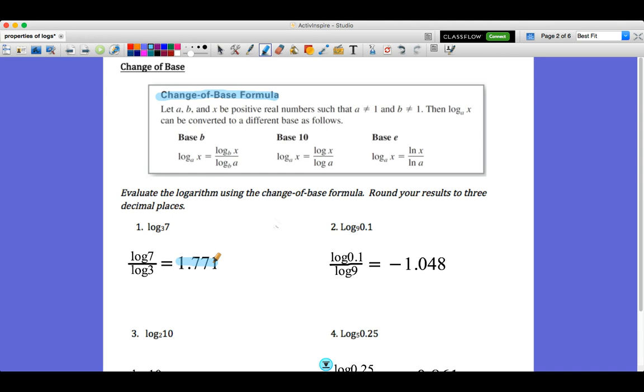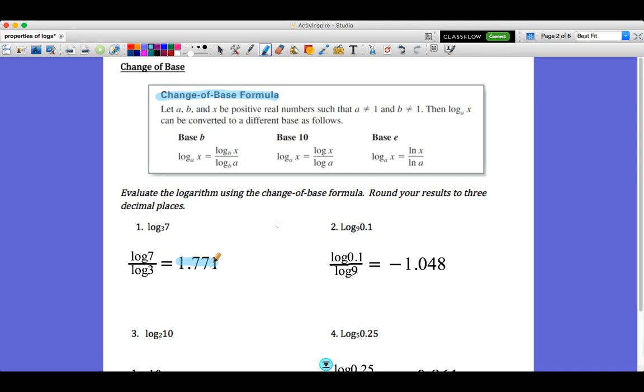And then our answer for that first one should give us 1.771. It said round to 3 decimal places, so all of these are going to have 3 decimal places in their answer. So if you have your calculator, I would try to plug a couple of these in as we go through them, just to make sure you're getting the right answer.